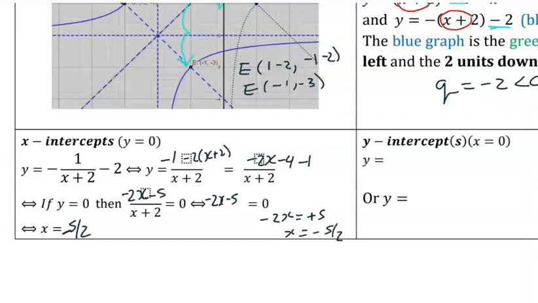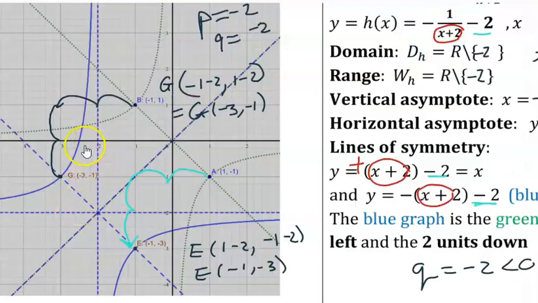That's my x-intercept. And my y-intercept, I can plug it in here, then I get minus 1 over 0 plus 2, minus 2. That gives me minus a half minus 2, that's also minus 5 over 2. And we can see here on the graph, x is equal to minus 5 over 2 is the x-intercept, and here y is equal to minus 5 over 2 is the y-intercept.